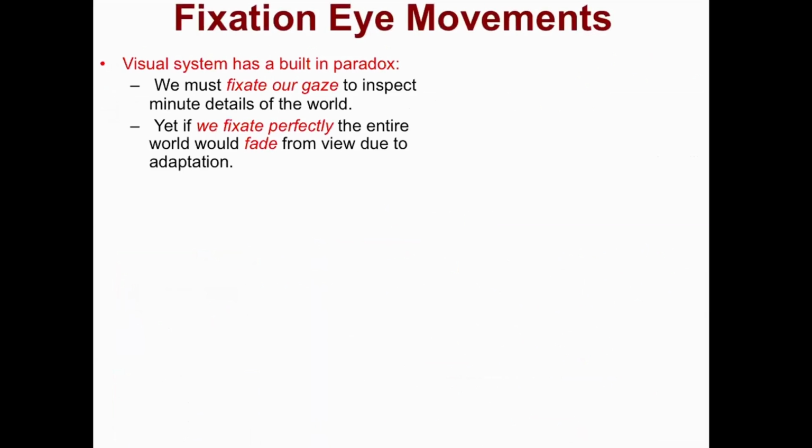So the visual system has a built-in paradox. We must fixate our gaze to inspect minute details of the world, yet if we fixate perfectly, the entire world would fade from view due to neural adaptation. Let's take an example. If you were to fixate steadily on the black cross long enough, after several seconds, the purple circles will begin to disappear.